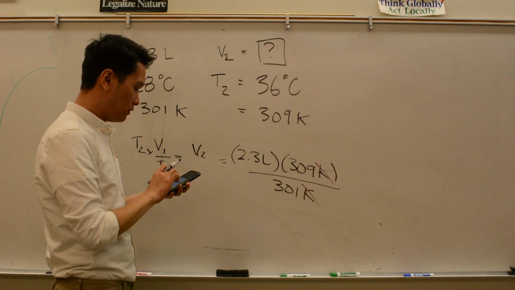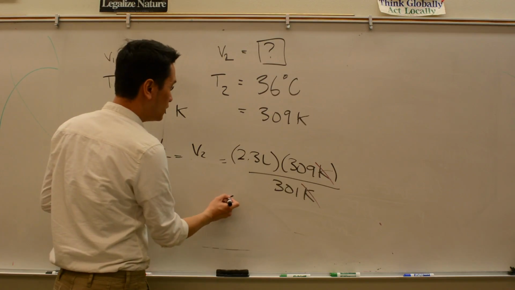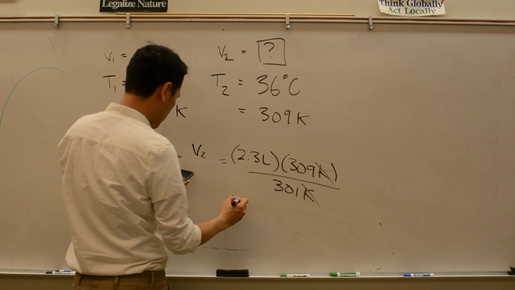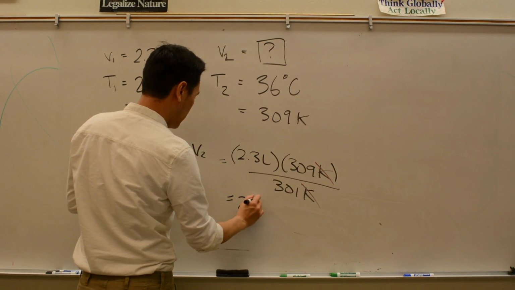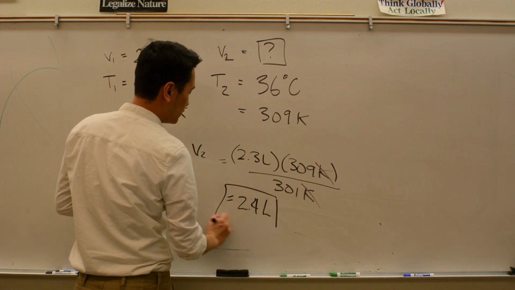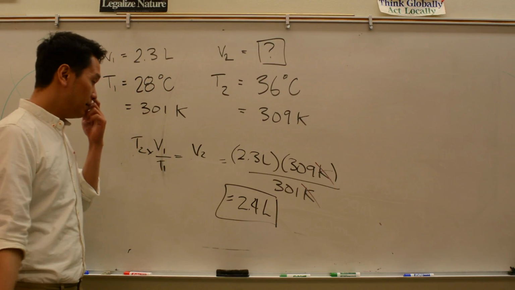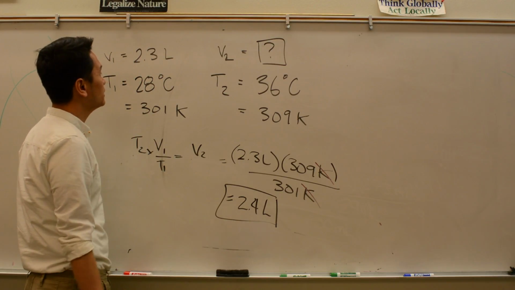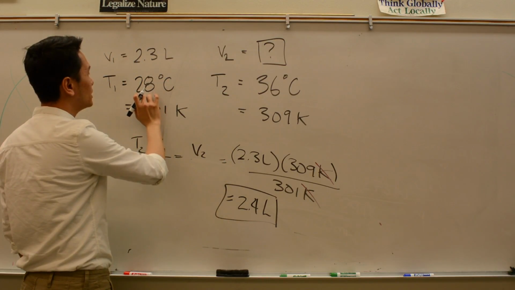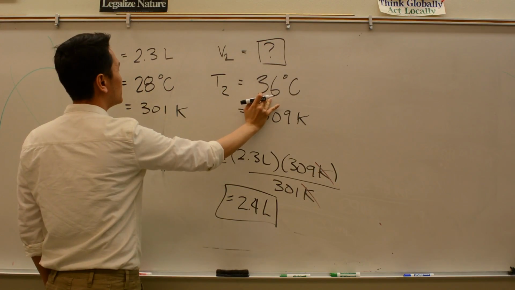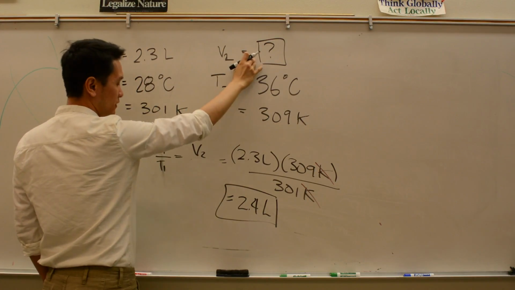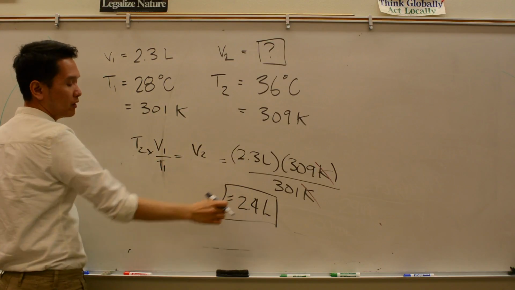2.3 times 309 divided by 301. How many sig figs? 2 sig figs. 2.4 liters. Answer is D. Again, make sure that it makes sense. You have temperature increasing, so volume should increase. It did, 2.3 to 2.4 liters.